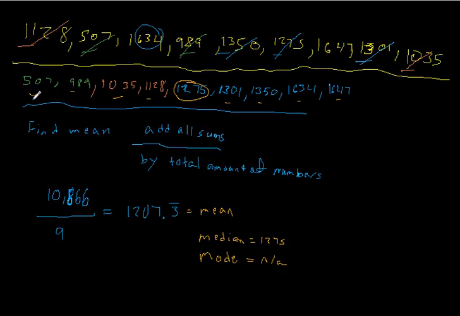The range is the difference of the smallest and greatest number. So I'm going to take 1647 and subtract 507. I could use the calculator, but I'm going to just go ahead for this one. I end up getting 1140. So there's a range of 1,140.